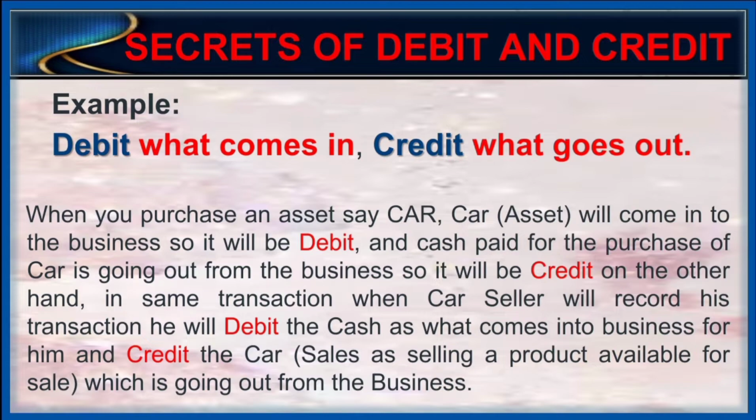When you purchase an asset, say a car is an asset, it will come into the business, so it will be debited. And cash paid for the purchase of the car is going out from the business, so it will be credited. On the other hand, in the same transaction, when the car seller records his transaction, he will debit the cash as what comes into the business for him and credit the car sales as selling a product available for sale which is going out from the business.